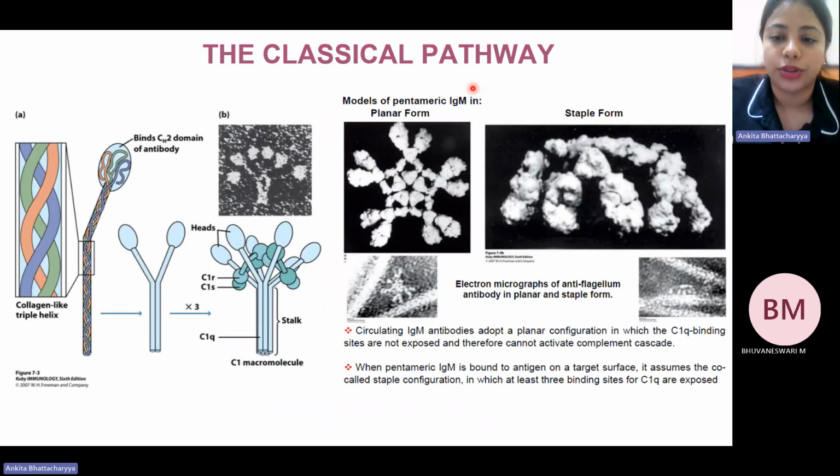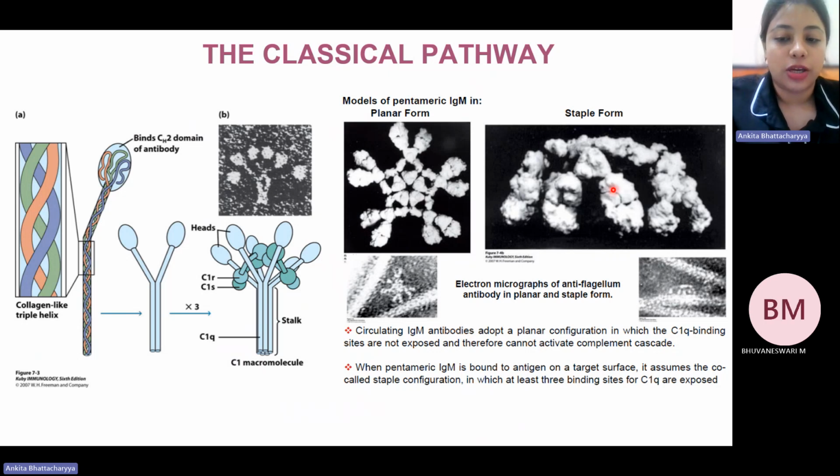So this actually shows you the different forms of the antibody. This is the pentameric IgM in its planar form versus the staple form, which is the bound form. Circulating IgM molecules are present in this planar configuration, whereas you can see that the C1q binding sites are not exposed and therefore complement activation is not occurring.